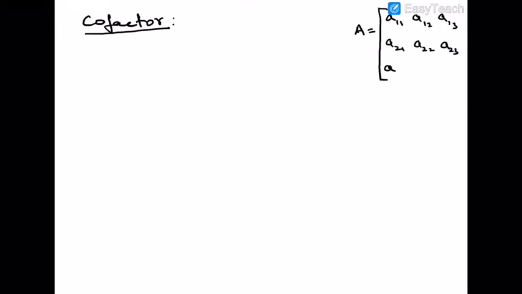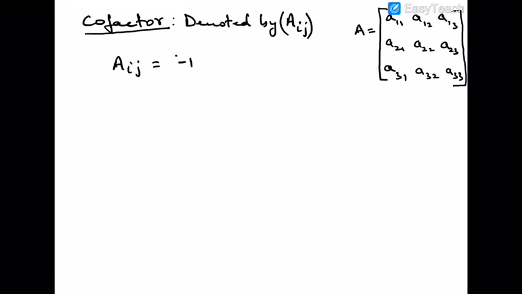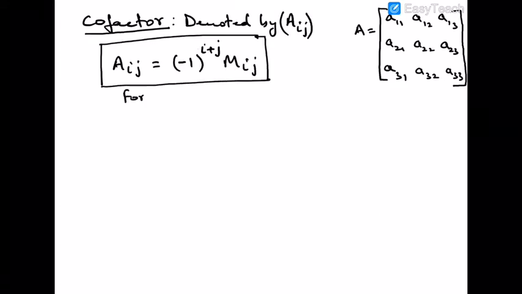Now let's talk about the cofactor for matrix A, that is a11, a12, a13, a21, a22, a23, a31, a32, a33. So a cofactor is denoted by capital letter Aij. Now cofactor Aij for each element can be found out by multiplying minus 1 to the power i plus j with minor of that element.